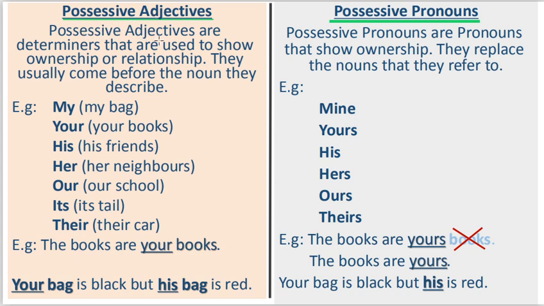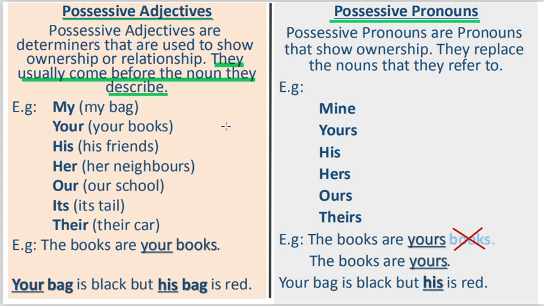Possessive adjectives are determinants that are used to show ownership and relationship. They usually come before the noun they describe. So possessive adjectives are determinants and we use them to show ownership. Sometimes not really ownership, but relationship. And do not forget this point. It is very important in the process of identifying possessive adjectives. They usually come before the noun they describe.